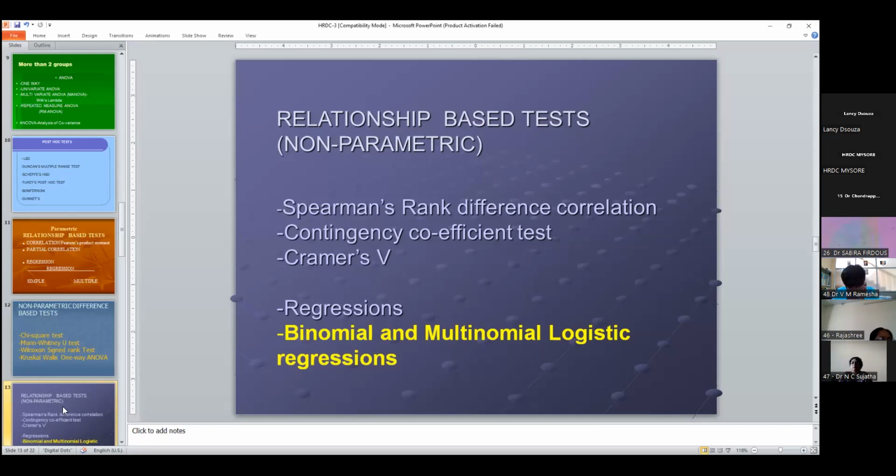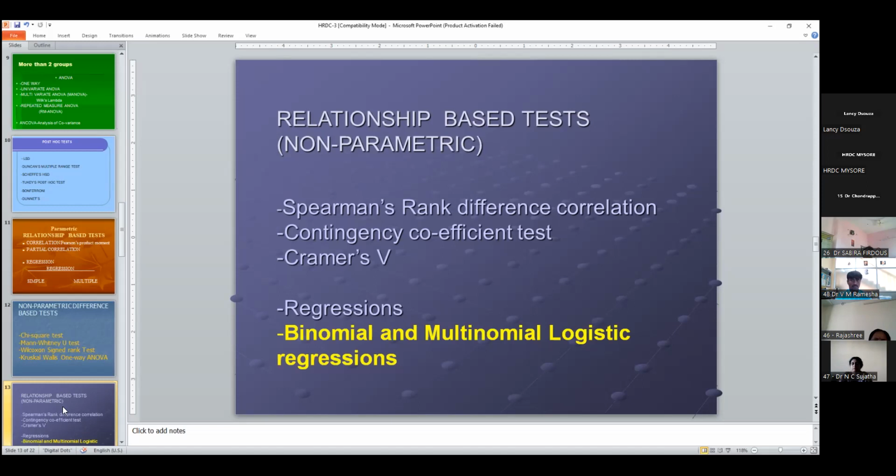When there is an unequal number of rows and columns, you can easily go for Cramer's V test. That also can be done. And there are higher forms of regression which are a mixture of both parametric and non-parametric data. They are called logistic regressions. I don't know whether you do it in social science, but anyway, for your reference, you can keep this in mind.